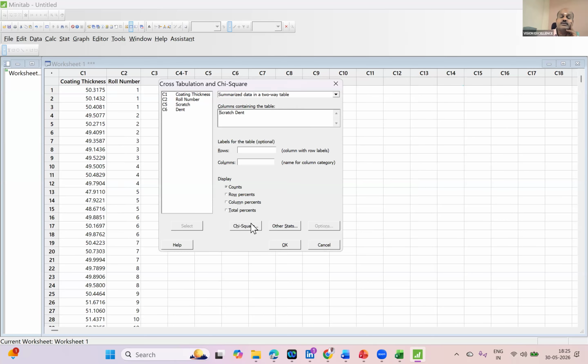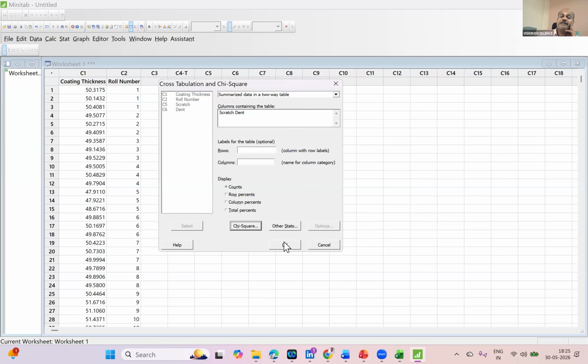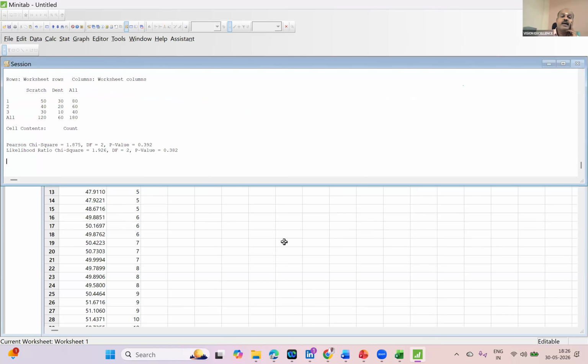Let us go to the chi-square test and enable the chi-square test. Then you give OK, then one more OK. Now all done, the p-value has come. Here 1, 2, 3 are considered as 1 is your morning shift, 2 is your afternoon shift, and 3 is your night shift, and the result is obtained. Is it clear to all of you?